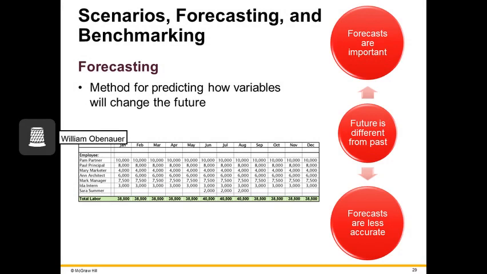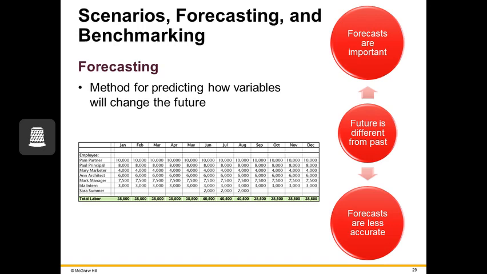Another thing that managers can do to work through uncertainties is they forecast. This is how we predict future variables in order to plan for changes in the future. When I was in industry, I used to have to forecast my sales. We would forecast our labor demands. Then we would also forecast our labor supply, look at the difference, and identify what our hiring needs were.